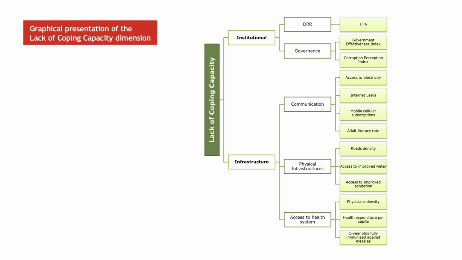This dimension is aggregated by a geometric mean of two categories, institutional and infrastructure. The difference between the categories is in the stages of the disaster management cycle on which they focus. The institutional category covers the existence of disaster risk reduction programs, which address mostly mitigation and preparedness early warning phases, and the infrastructure category measures the capacity for emergency response and recovery. Please take a moment and review the lack of coping capacity diagram.